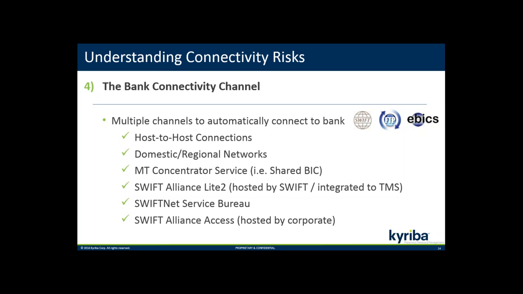There are domestic and regional networks. Certain countries, the U.S. is not among them, have a network, like BACS in the UK, or we see EBICS in Germany, Switzerland or France, and we see Zengin and ANSER in Japan as an example. So these domestic networks, which basically connect to multiple banks in that region, are another channel to potentially connect to the bank.